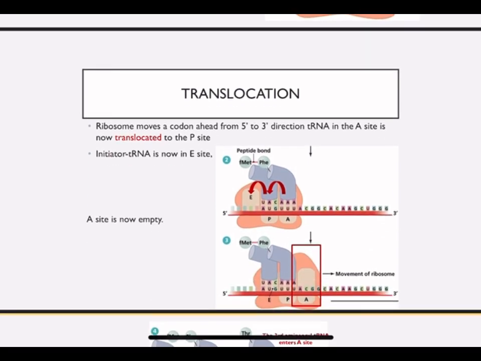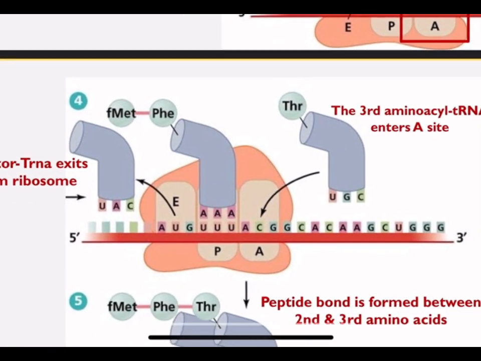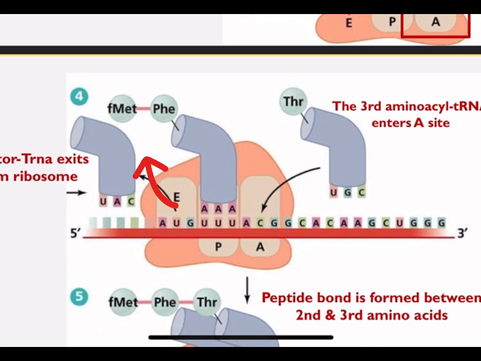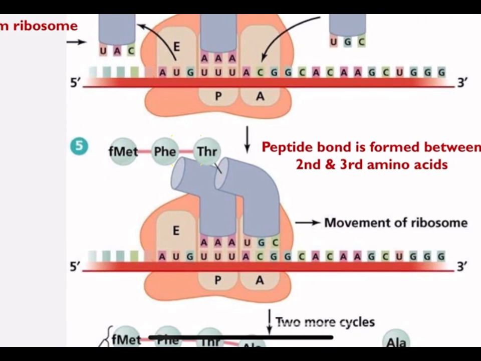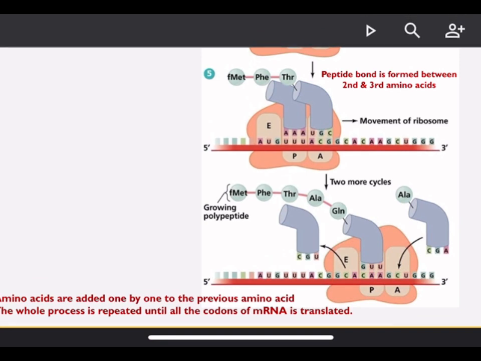And lastly, translocation. The ribosome moves a codon ahead in the 5' to 3' downstream direction, so the tRNA in the A site is now translocated to the P site. The A site is now empty. The initial tRNA exits from the ribosome and the third aminoacyl tRNA enters the A site. A peptide bond is formed between the second and the third amino acid. Amino acids are added one by one to the previous amino acid. The whole process is repeated until all the codons of the mRNA are translated.